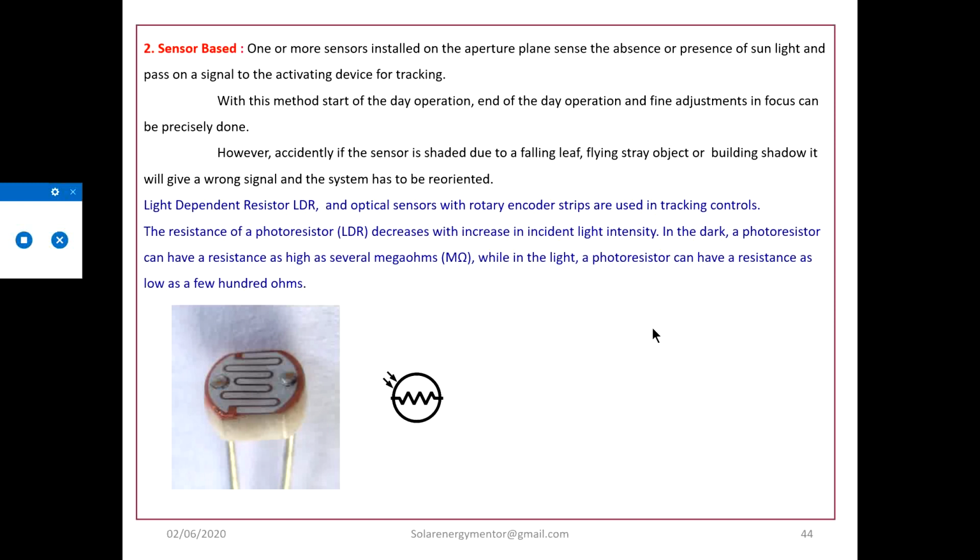What is the scale of this decrease? In the dark, a photoresistor can have a resistance as high as several mega ohms, while in the light, a photoresistor can have a resistance as low as a few hundred ohms. So the range is wide so that the control will be easy. That's why LDRs are preferred in tracking mechanisms, because from several hundred ohms to mega ohms, we have a range available over a control of intensity of light.